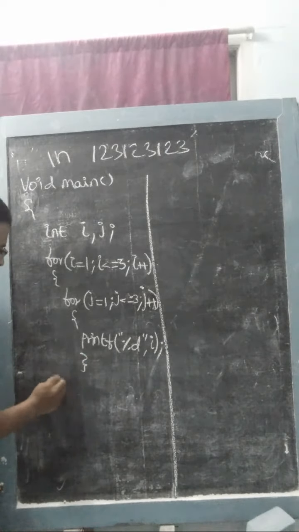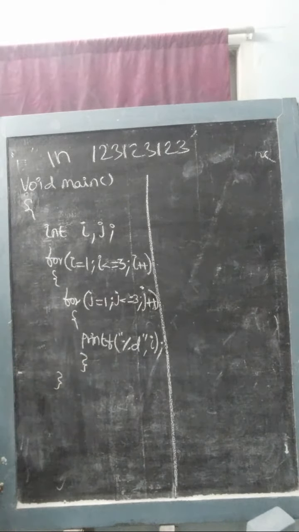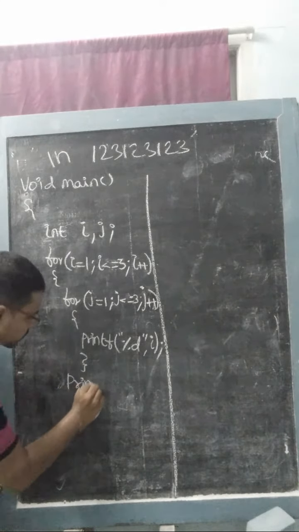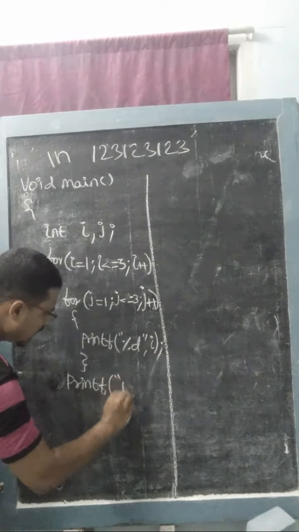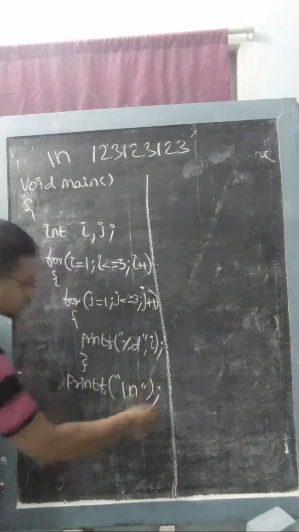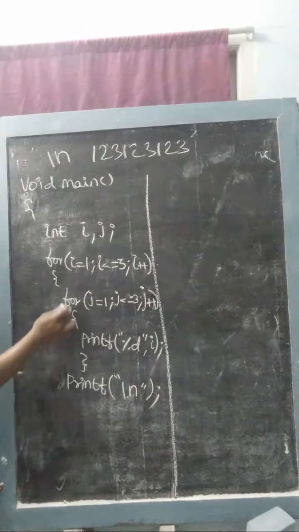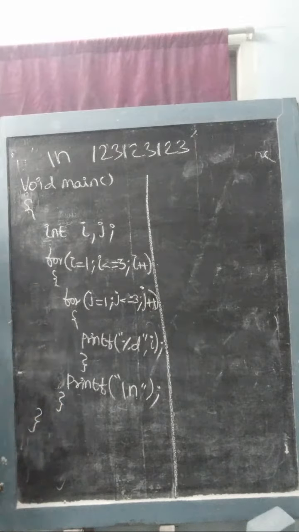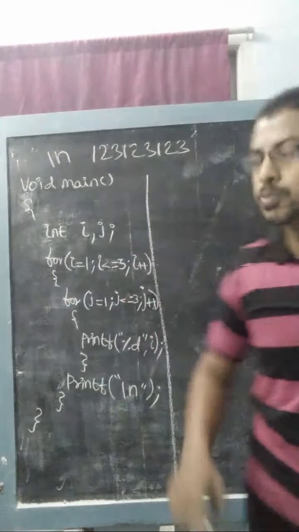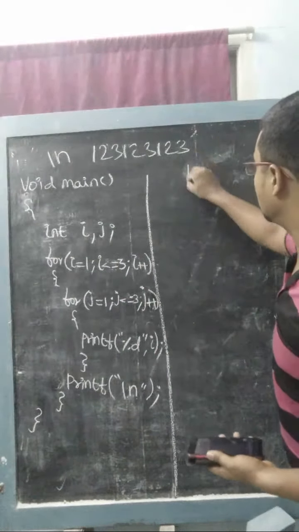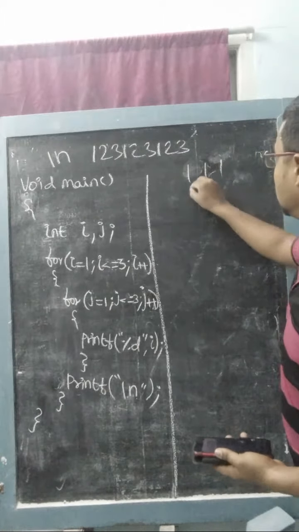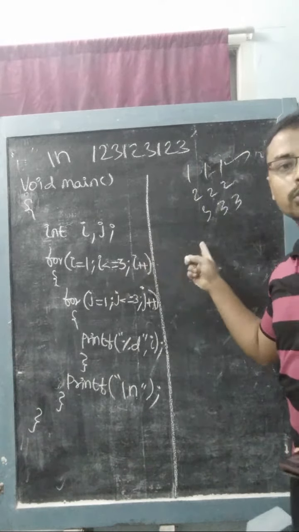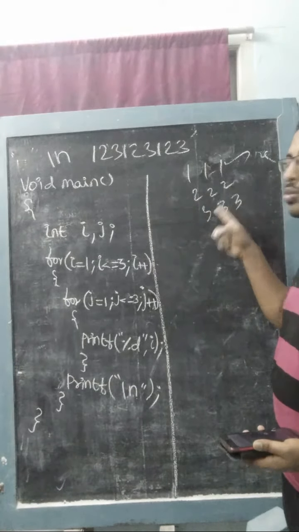I'm just closing. Okay. In the gap between, I'm just using printf /n, and then I'm closing this loop. I'm closing this main. Shall we see the working principle of this? The output will be 1, 1, 1, 2, 2, 2, and then 3, 3, 3. The output of the following program is 1, 1, 1, 2, 2, 2, 3, 3, 3.